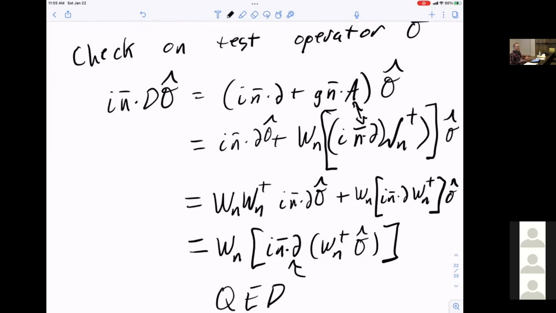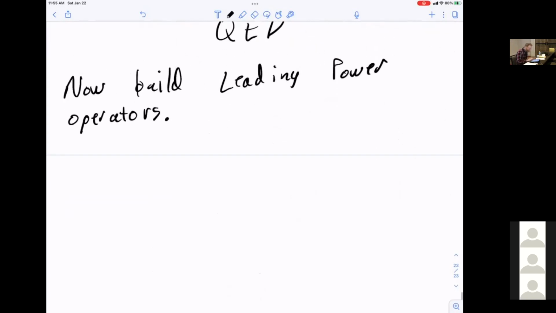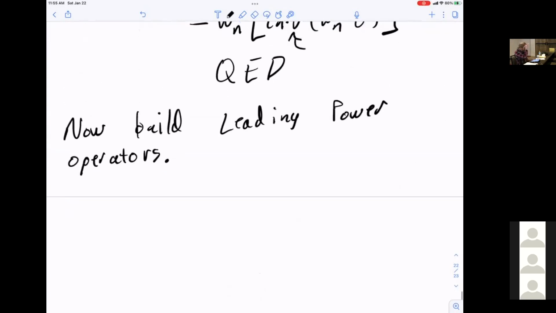So that's what was important about doing this little proof here, that I can get rid of covariant derivatives for normal derivatives and Wilson lines. The Wilson lines will factor into my collinear sector, and the normal derivatives will be part of my hard interaction, and calculating my hard interaction will tell me how many of those derivatives I need. So now we just need to build leading power operators.